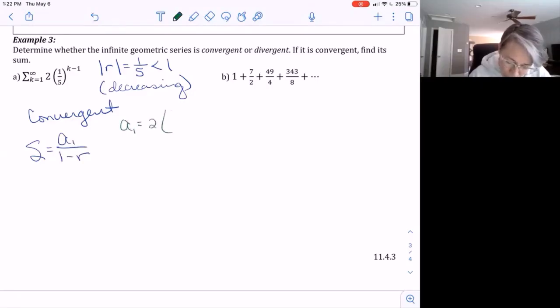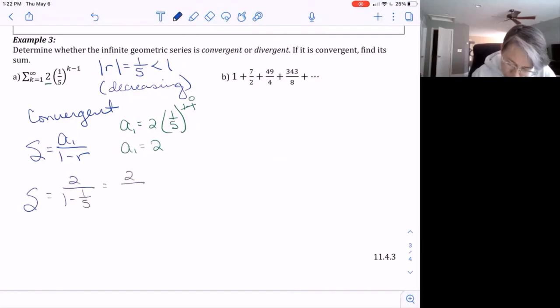So again, 2 times 1/5 to the 1 minus 1, that gives us a 0 exponent. So our a1 is 2. Remember, 2 is our initial value, a1, and our r is 1/5. So plug both of these in. You get 2 over 1 minus 1/5, which equals 2 over 4/5, which equals 5/2.